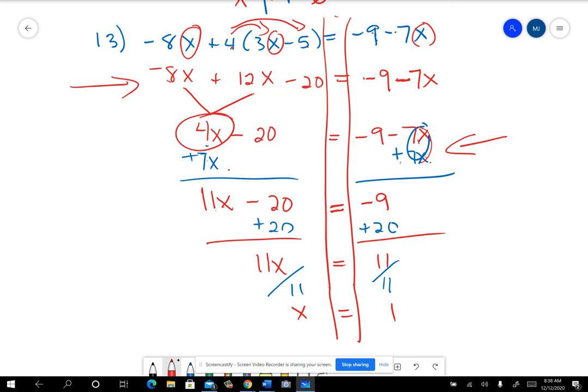All right, so that was the idea behind just solving equations. This might be a good place for me to stop, and then I'll restart with formulas and inequalities.